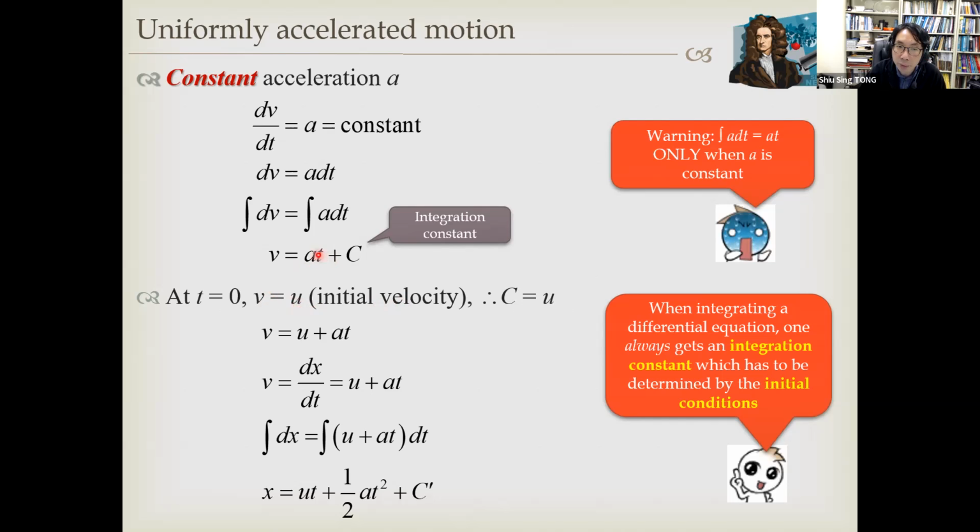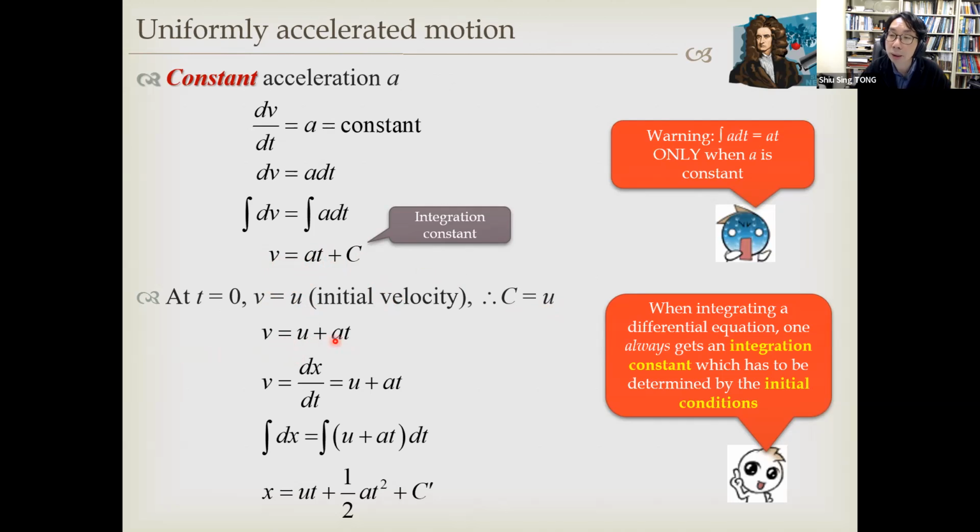So if I put t equal to 0 in this equation, I get v equal to u, but the right-hand side is equal to c. And that means c is equal to u. So I know u, I know c now. c is just equal to u. So the equation reads v equals u plus at.